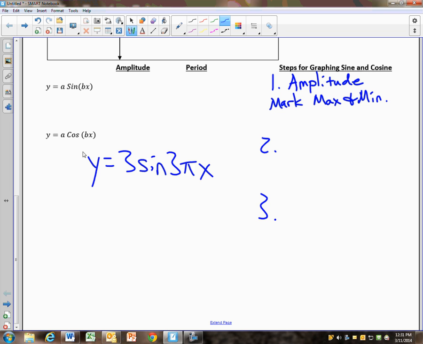Then for number 2, we did the period. That's the second thing we did. So for this one, the amplitude was 3. The period was 2/3 in this problem. After we found the period, we divided it into 4 parts. Why 4? Because we have 4 quadrants. Sine and cosine take on their positive and negative values over the 4 quadrants. It takes them 4 quadrants to make their cycle.